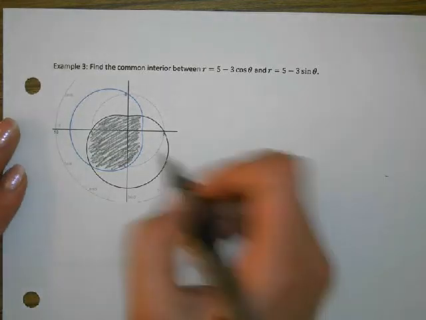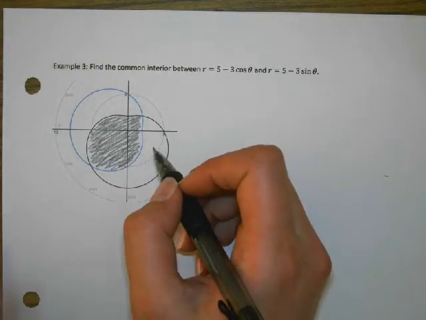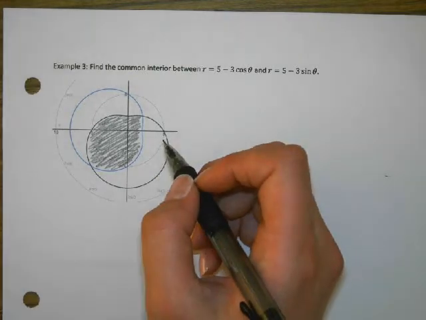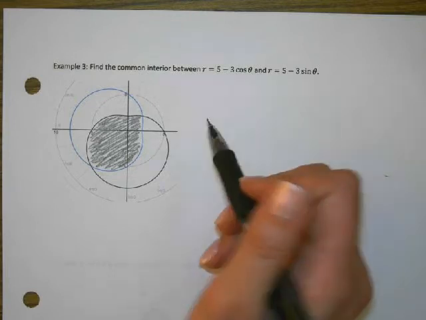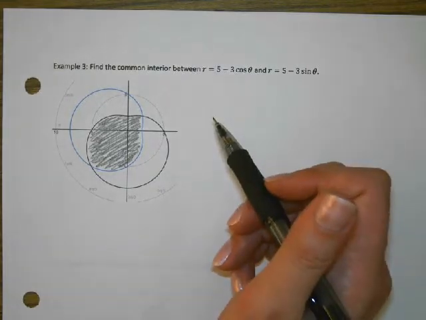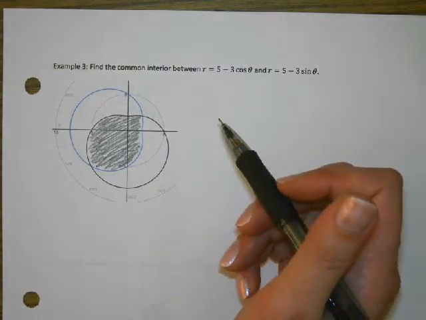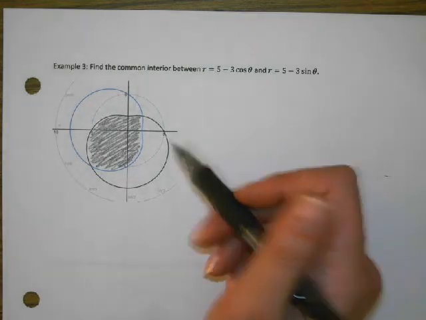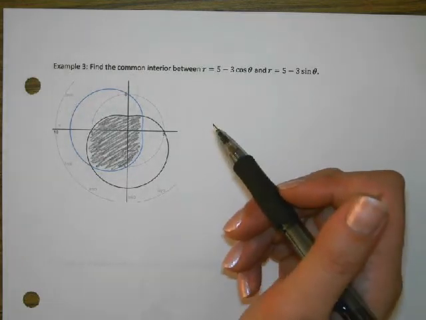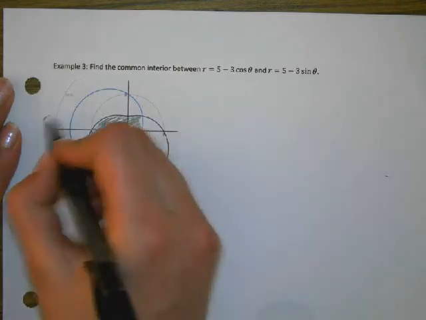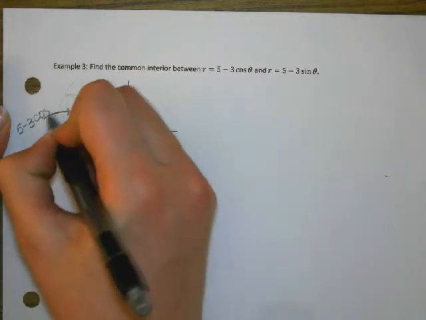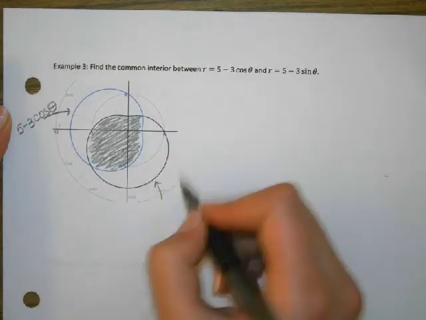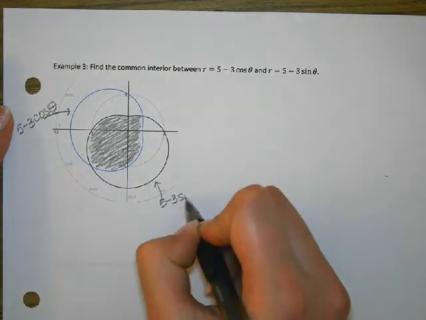Okay, so when the pictures look like this, it kind of messes with my brain about which one's which. So how do we know which one is the one with cos and which one is the one with sine? Cos is sideways. Cos has the axis of symmetry like the x-axis or the polar axis. So is it the blue one or the black one? The blue one. So this one is 5 minus 3 cos theta. That means this one is 5 minus 3 sine theta.